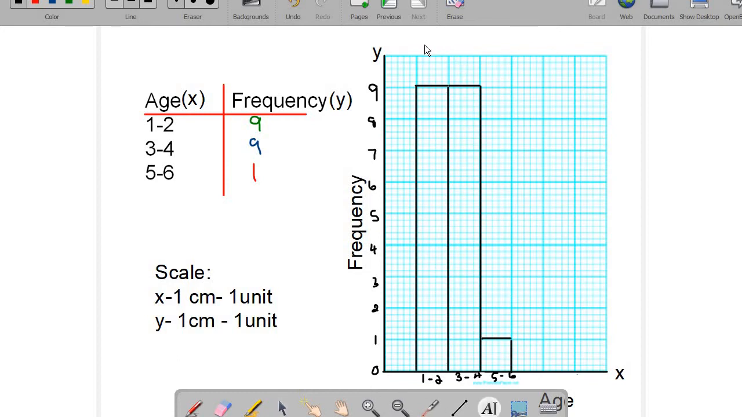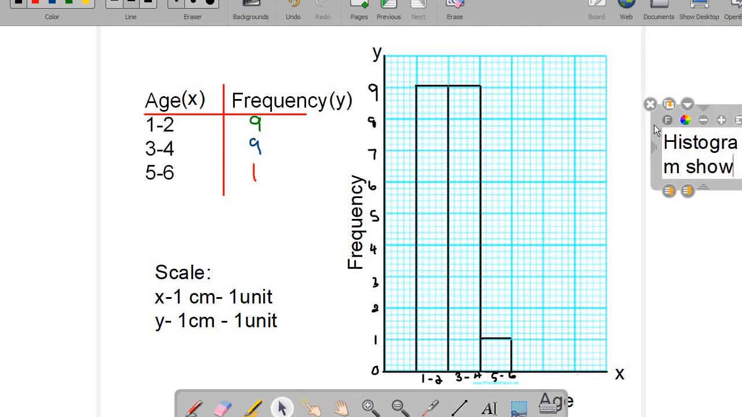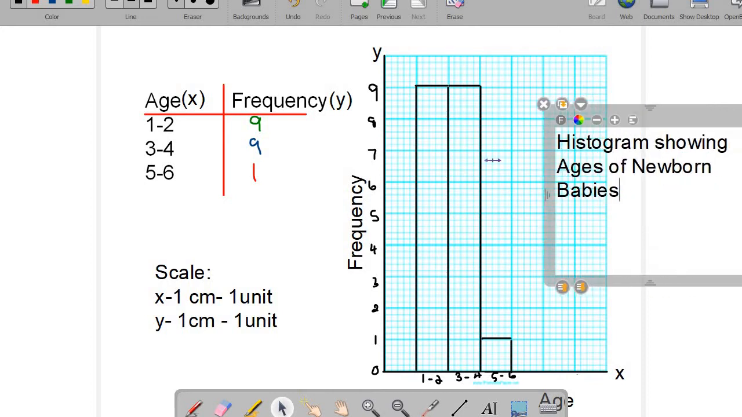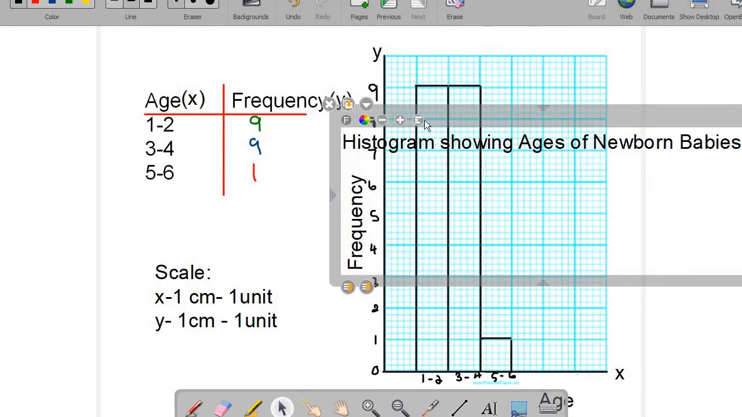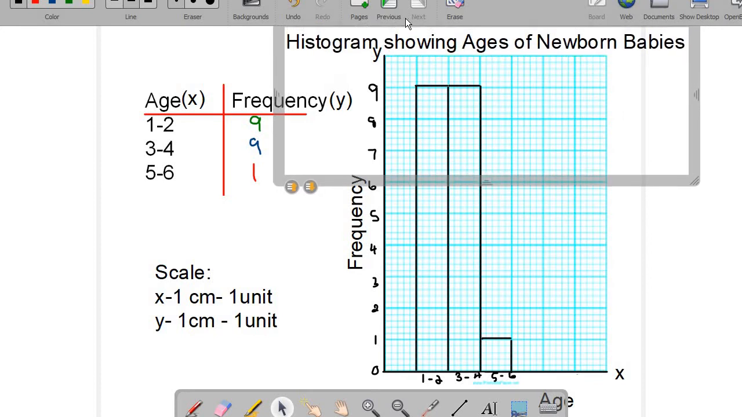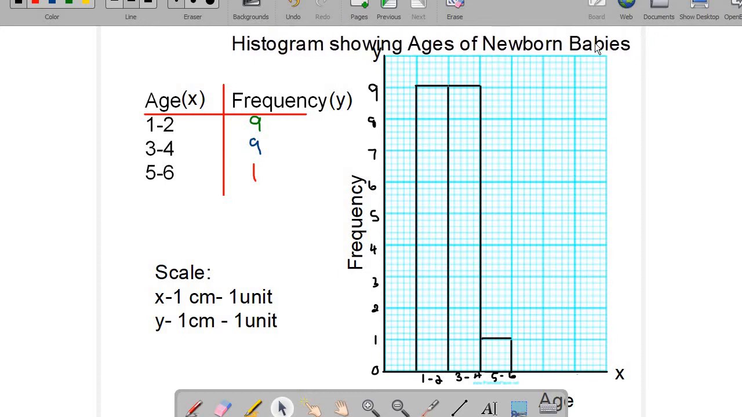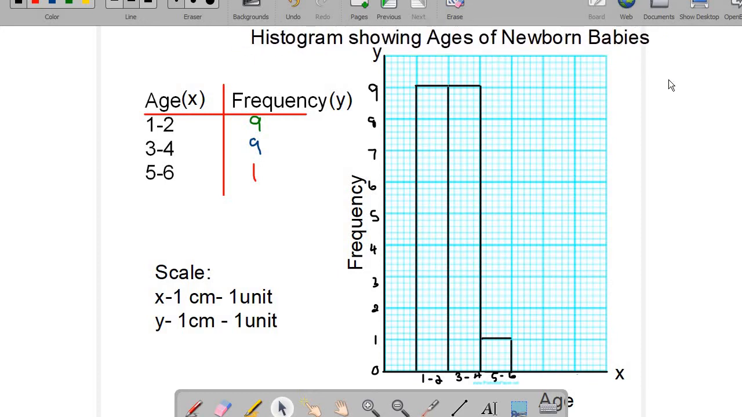Okay, the next thing we need to do is to put the title for the entire histogram. So I'm going to put: histogram showing ages of newborn babies. If you want to come up with a good title for your histogram, just look at the question, and the question will tell you. Or in other words, you're putting what this data is describing. The data on this histogram is showing the ages of newborn babies, so that is what I'm going to put as the title of my histogram.